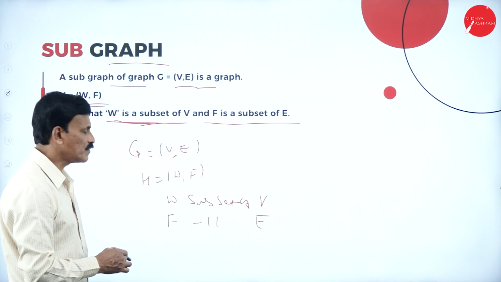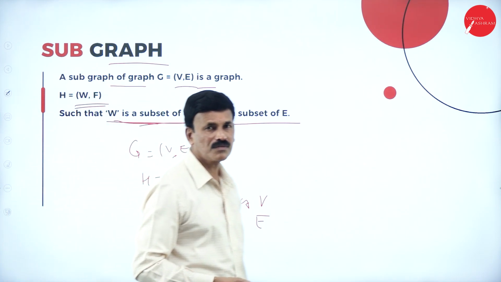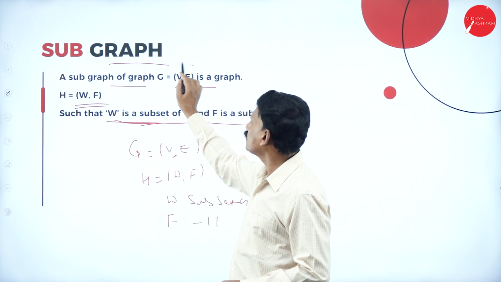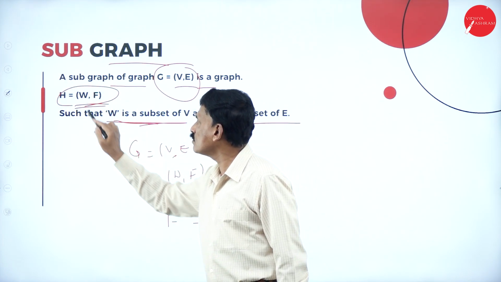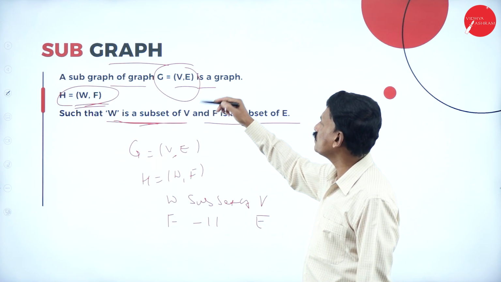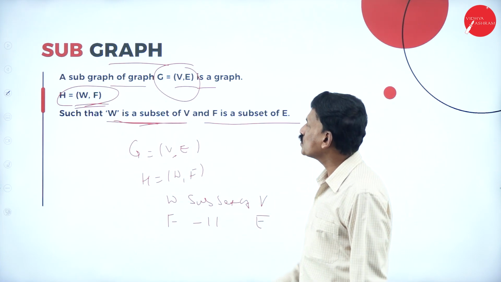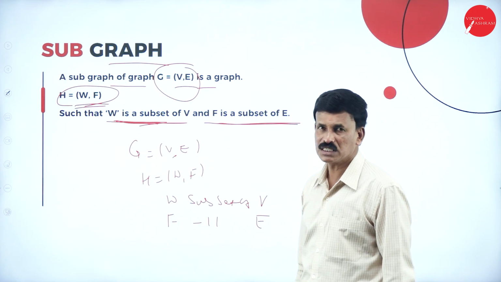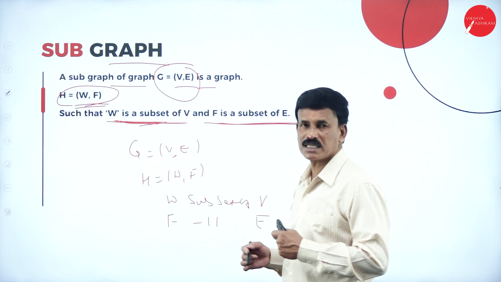If W is a subset of V and F is a subset of E, then such a graph is called a subgraph. So listen to me, I will explain once again. H = (W, F) is called a subgraph of G = (V, E) if H is a graph such that W is a subset of V and F is a subset of E. Now let me explain this in detail by taking an example.